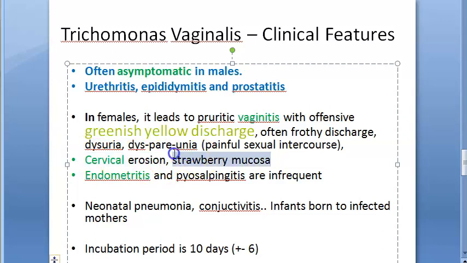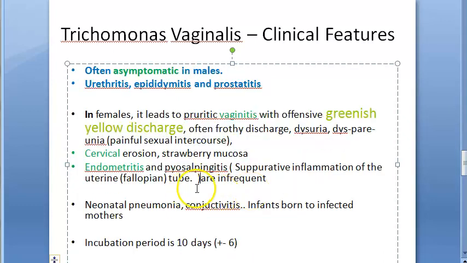What happens to the cervix? You already saw it causes strawberry mucosa and cervical erosion. Endometritis is kind of infrequent. What is pyosalpingitis? Pyo is pus, and salpingitis is inflammation of the fallopian tube. So there will be painful suppurative inflammation of the fallopian tube, but these are very rare complications.